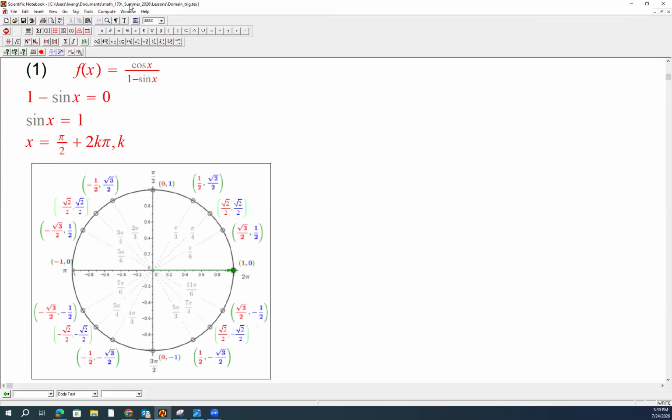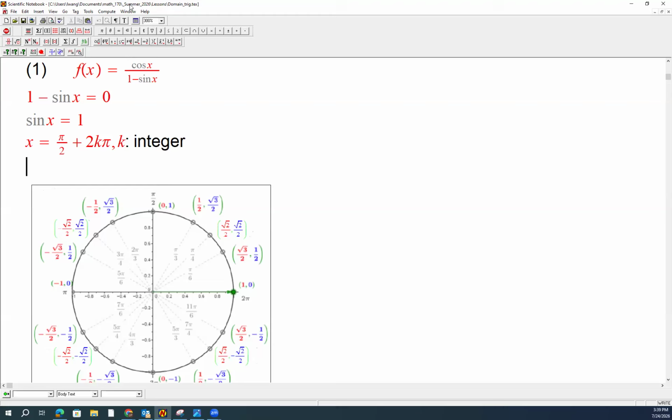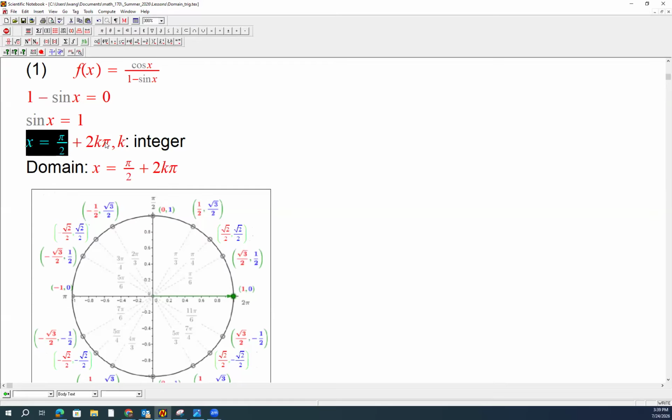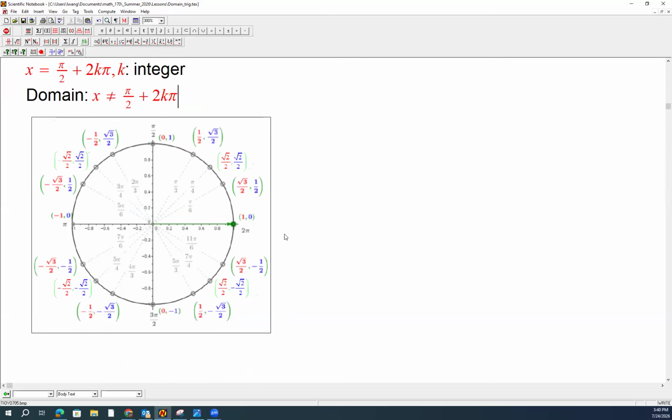Hold on, let me make sure I say the right thing. Integer, right? Now the domain should not include those numbers that make the denominator equal to 0. So the equal sign we had here now turns into not equal. Okay, that's it. We're done.